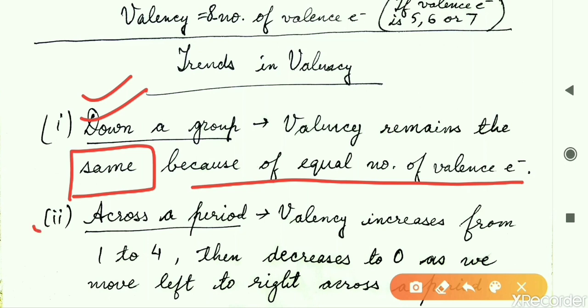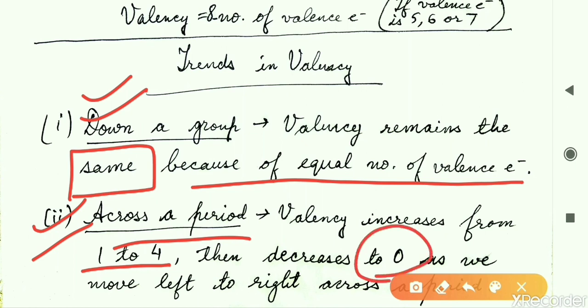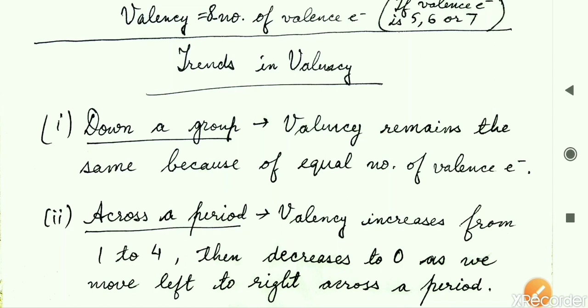Second thing, across the period: as we move left to right in the periodic table, the valency first increases from 1 to 4 and then decreases to 0. That is, the 0 will be for group number 18, the extreme right of the periodic table. So as we move from left to right, the valency increases from 1 to 4 and then ultimately decreases to 0.